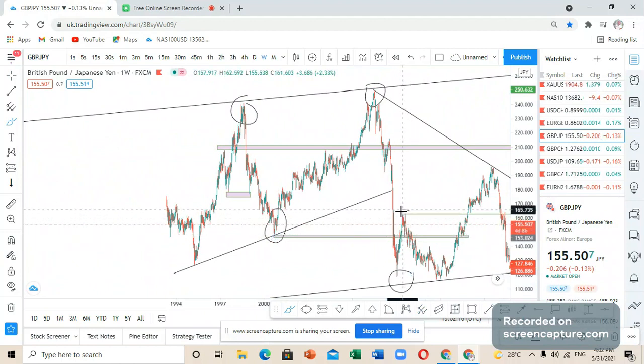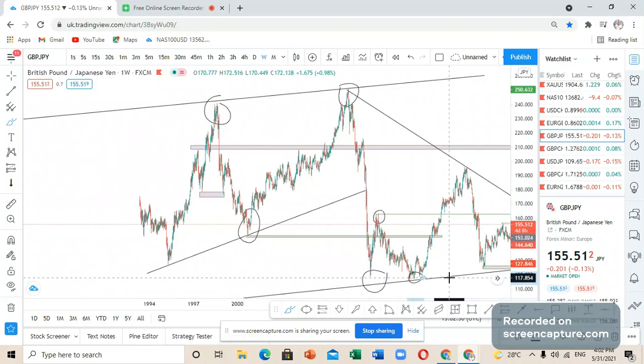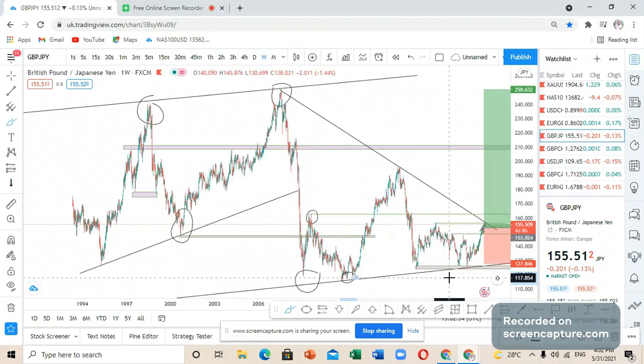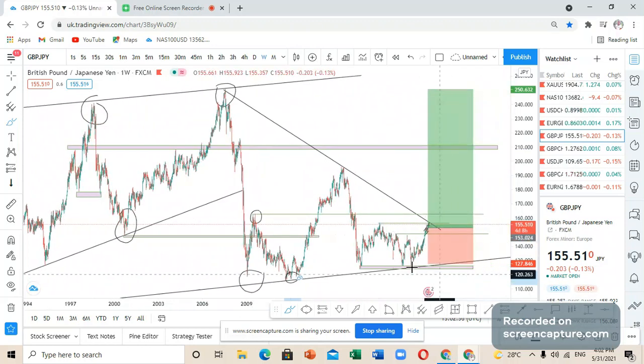Then we had a touch to this point of resistance here. Then we had a move to the downside, broke this point of resistance, headed to the downside and touched the trend line below at this point. Then we had a move to the upside. So you can see that we have been experiencing several touches to the downside.